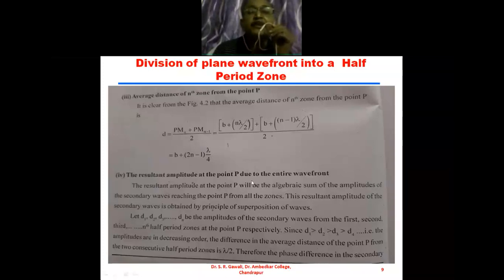And this is a very important topic, that the fourth point is the resultant amplitude at the point P due to the entire wavefront. So here a resultant amplitude is to be obtained, and this can be asked in the examination. The resultant amplitude at the point P will be the algebraic sum of the amplitudes of the secondary waves reaching the point P from all half period zones. जितने भी हाफ पीरियड जोन्स हैं वहां से जो सेकेंडरी वेव्स निकलेंगी, all these secondary waves are reaching to the point P, and there the resultant amplitude we have to obtain.